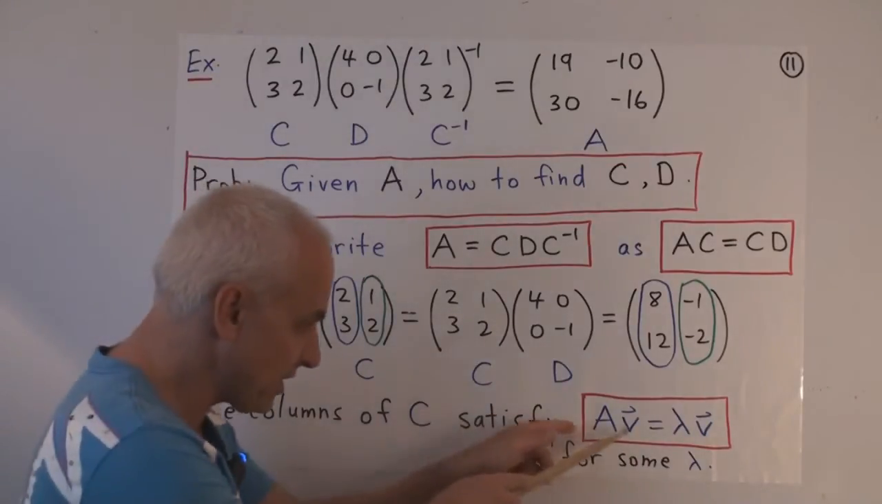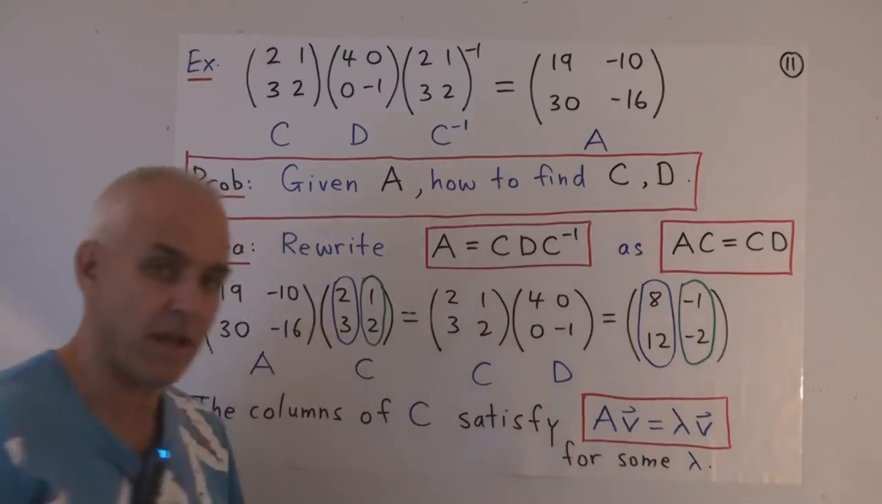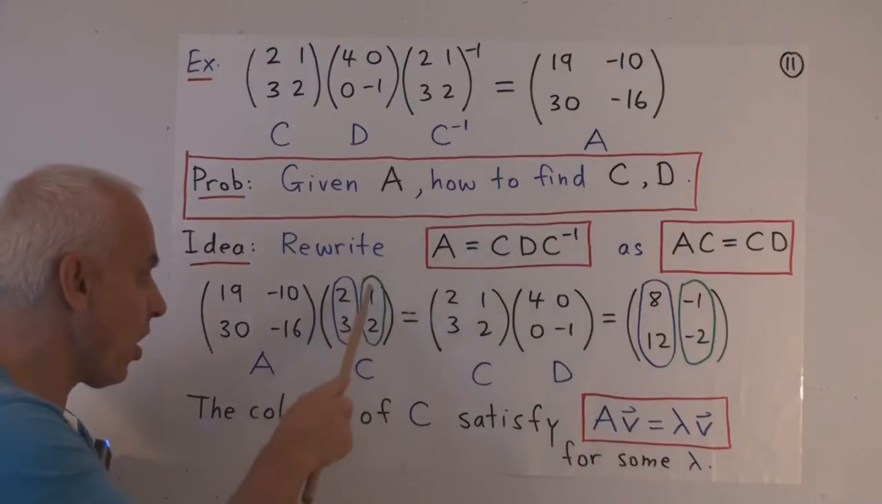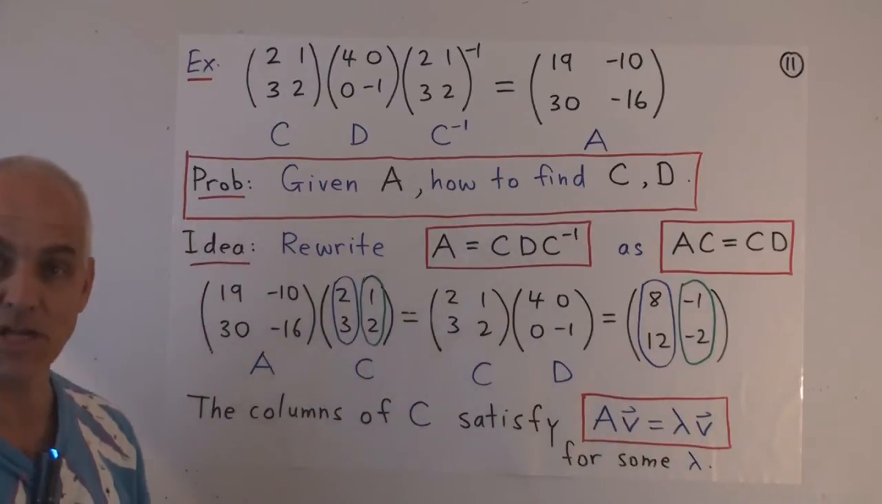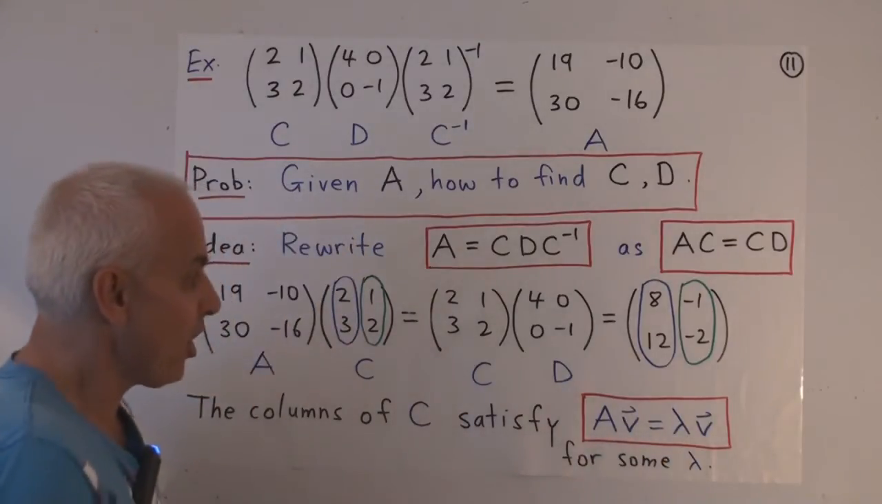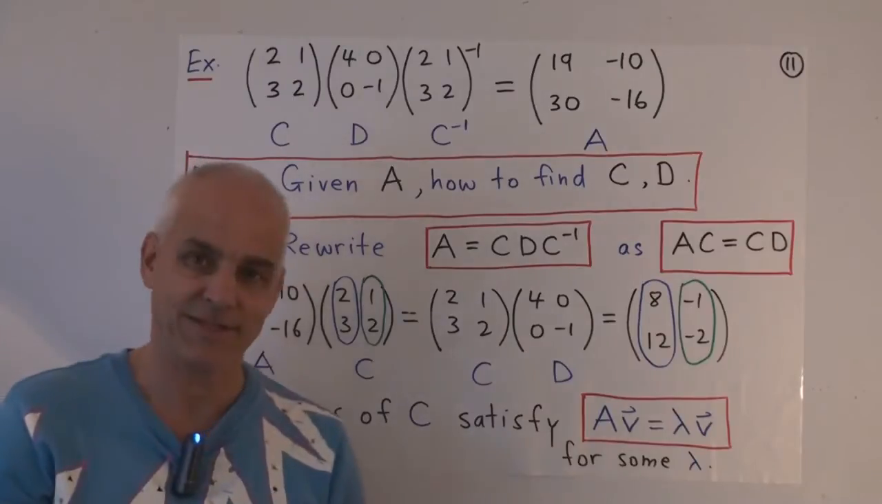We're going to solve this equation for the vectors V and the numbers lambda. And the vectors V are going to form the columns of our change of basis matrix C, and the entries lambda are going to form the diagonal elements of our diagonal matrix D.